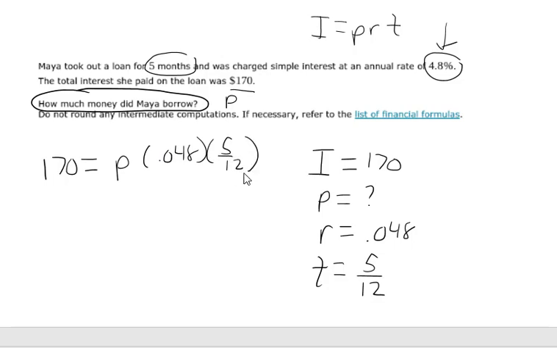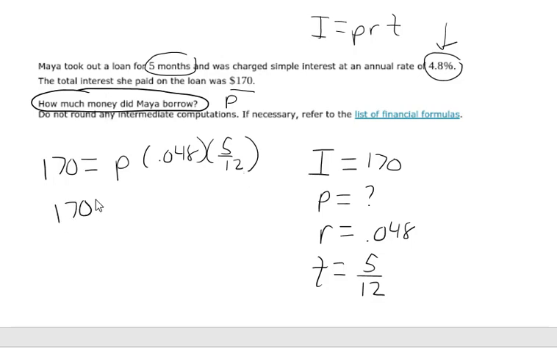Then from there, for those of you who don't have a calculator that does fractions, you are going to start with doing the 5 divided by 12, change that to a decimal. Do not round at that point. Then times by 0.048, and you get 0.02.